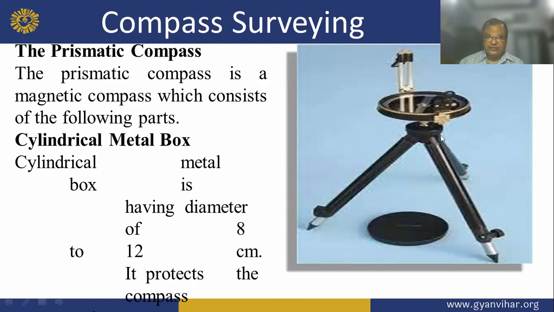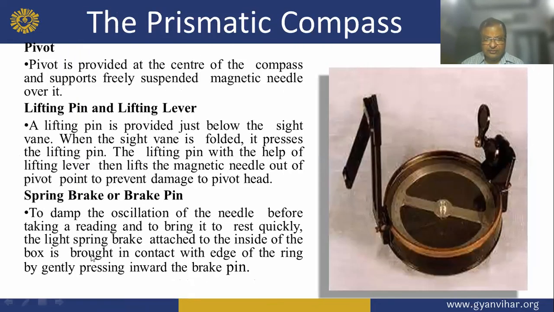My dear boy, the prismatic compass is a magnetic compass which consists of the following parts: a cylindrical metal box, 8 to 12 centimeters, which protects the compass. This is the cover of the compass, this is the tripod, and this is the cover. Now the pivot. The pivot is provided at the center of the compass and supports the freely suspended magnetic needle over it.